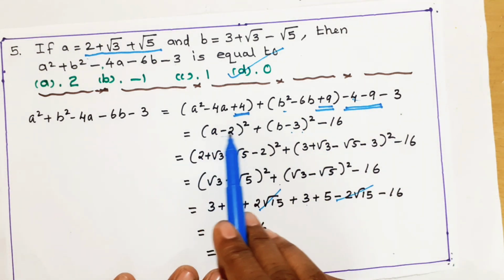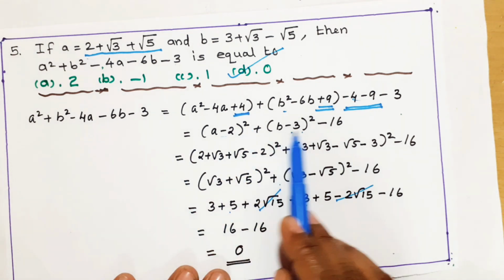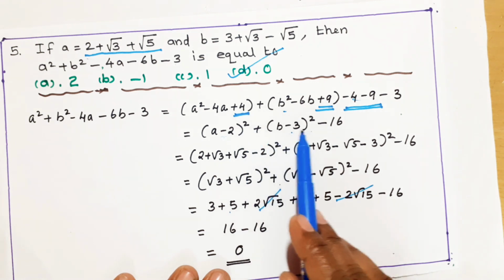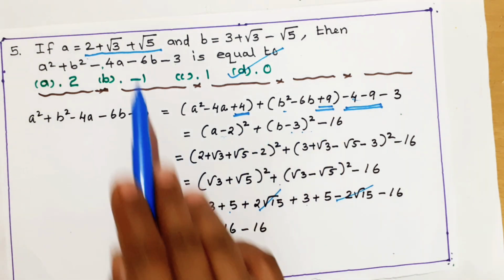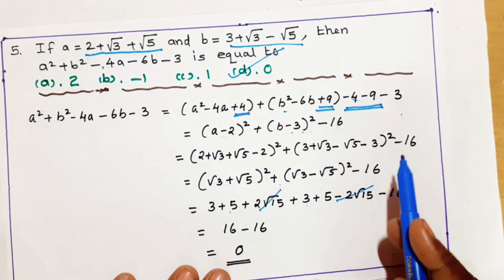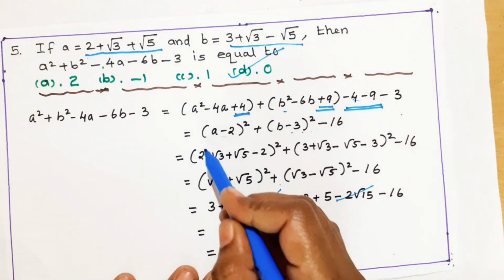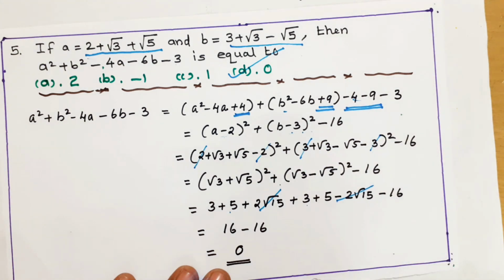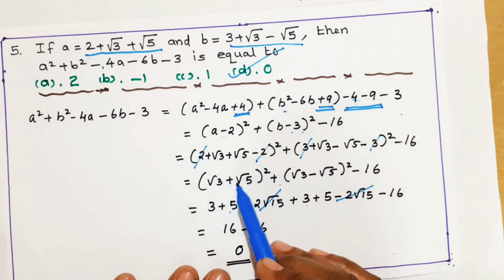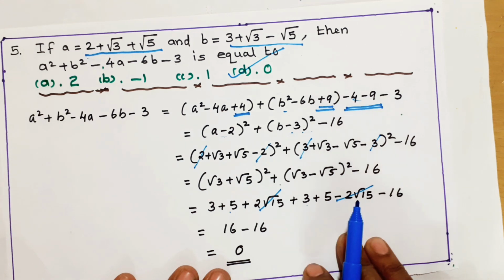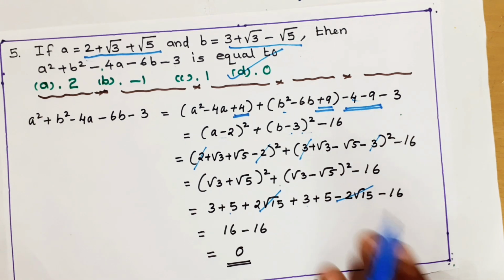Then we can write A minus B the whole square. Here also A minus B the whole square. In this case, A minus 2 the whole square, B minus 3 the whole square. A they gave in the question, B they gave in the question. Just substitute. When we are substituting, some terms, 2 minus 2 cancel, 3 minus 3 cancel. So the equation became simplified, and again you use the A plus B the whole square formula. Same terms cancel, so we get the answer as 0.